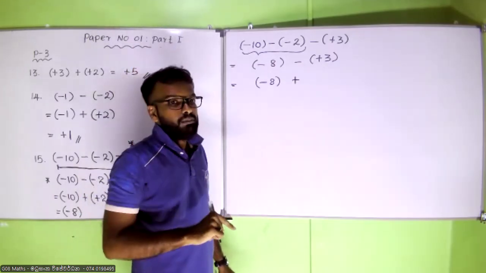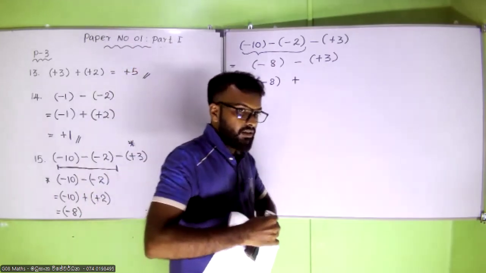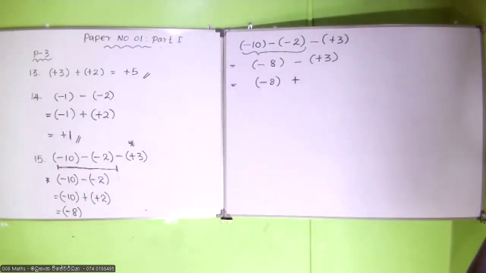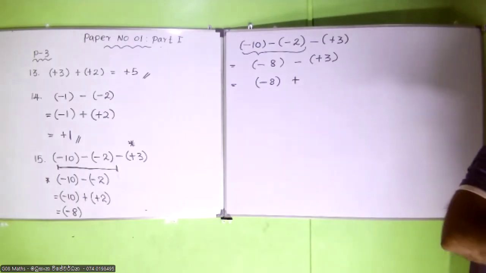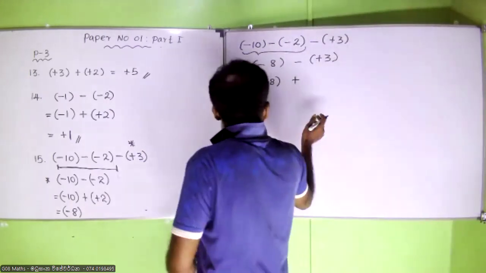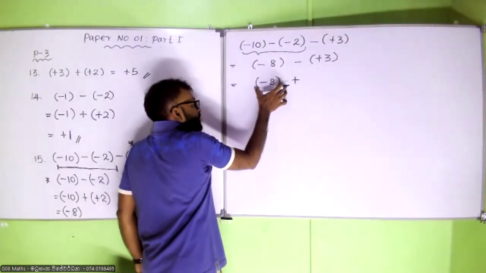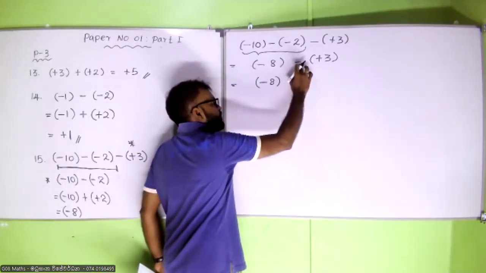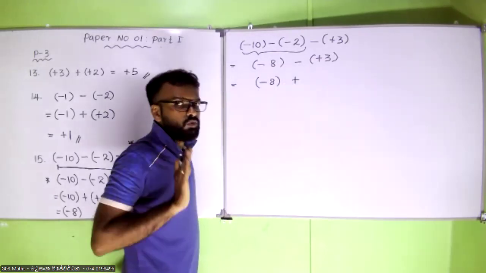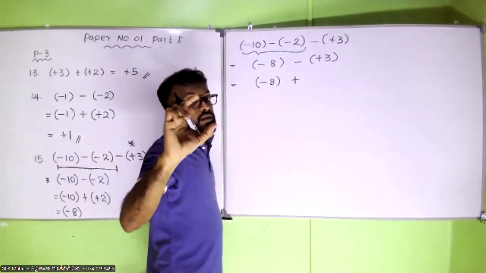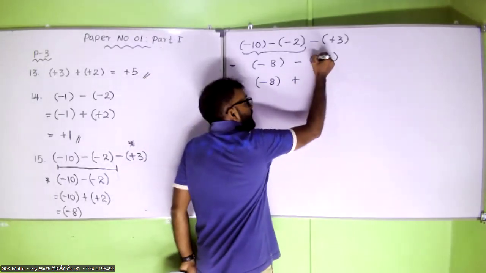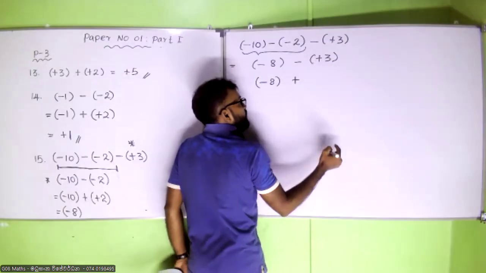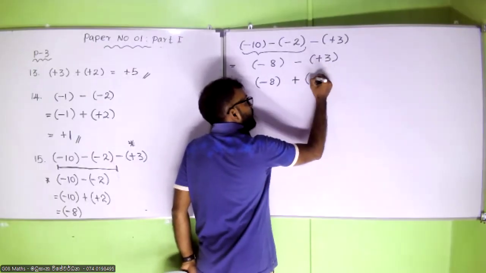Okay. So here we have negative 8, and here we have subtraction. We do not know how to do subtraction, so I am going to convert this negative sign into a positive sign, and at the same time take the additive inverse of this positive 3. The additive inverse of positive 3 is negative 3.